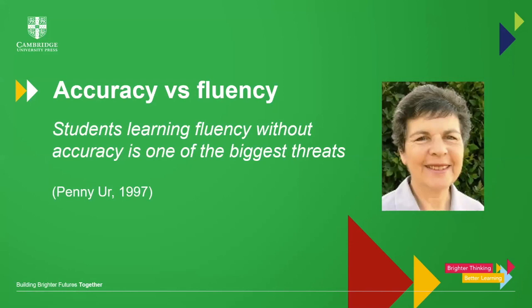Yeah. Brilliant. So Penny Ur is telling us that students learning fluency without accuracy is one of the biggest threats. In other words, yes, of course, we want our students to be fluent, but fluent without accuracy? Where's the communication? Is there going to be any real communication if students are fluent in inverted commas with their language, but lacking in accuracy?